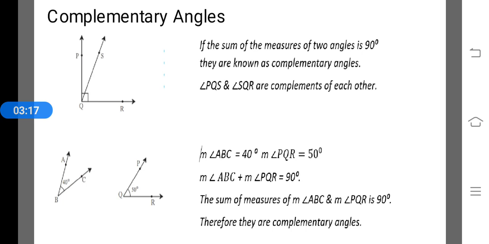In the next example, we can see that there are two angles, angle ABC and angle PQR. The measure of angle ABC is 40 degree and the measure of angle PQR is 50 degree. If we add both the angles, that is angle ABC plus angle PQR, we get the answer as 90 degree. Therefore, they are complementary angles.